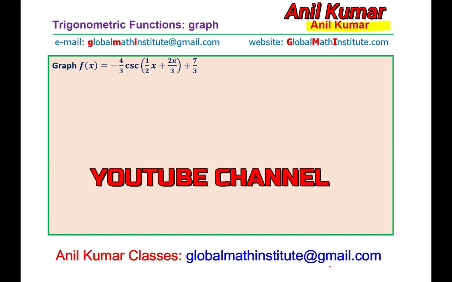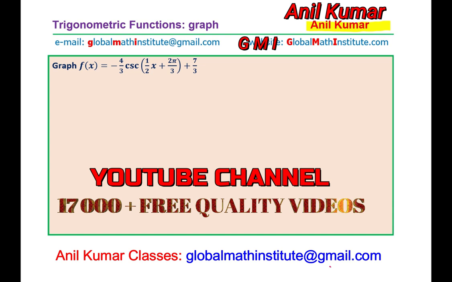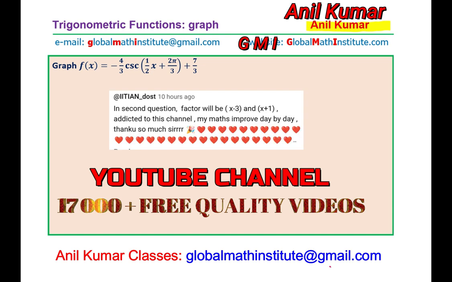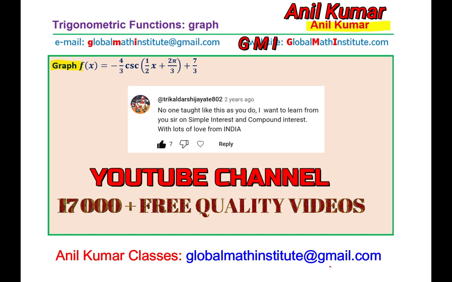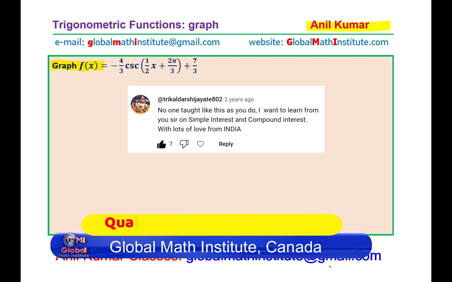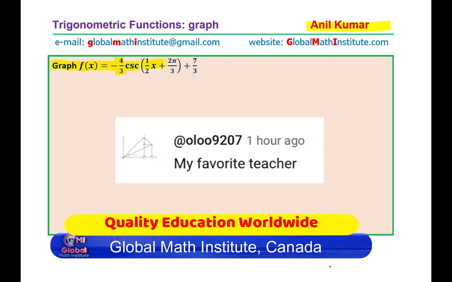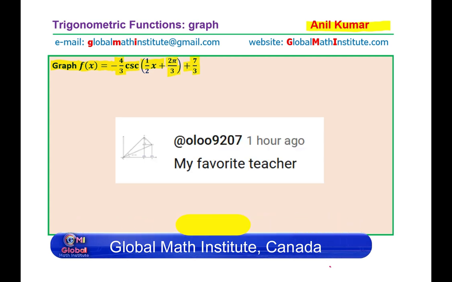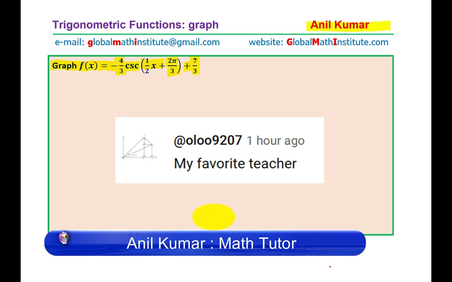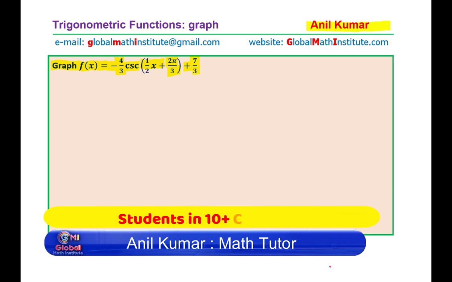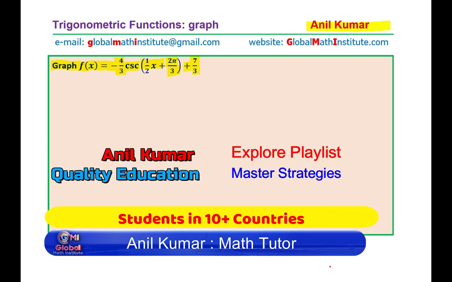In this video, we are going to see all the steps involved in graphing a trigonometric function, a reciprocal transform trigonometric function, which is given to us as f of x equals minus 4 over 3 cosecant of half x plus 2 pi by 3, plus 7 over 3. It involves a lot of fractions and many things to do before we start graphing of this cosecant function.